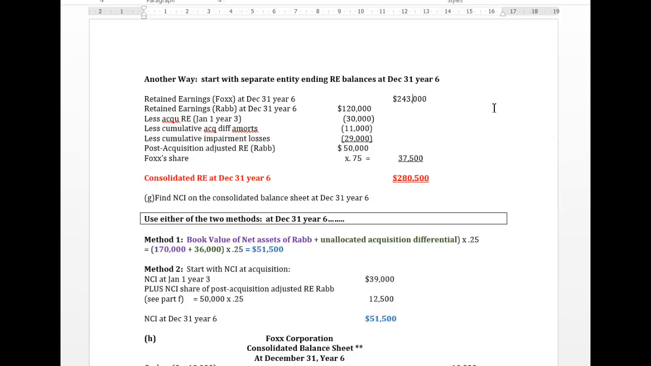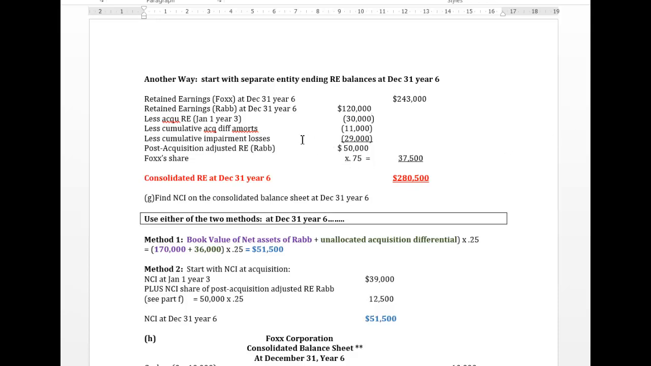The ending retained earnings of Foxx is $243. Now, the ending retained earnings of Rabb is $120, but you've got to adjust that for what amounts? For the retained earnings, we'd be looking at the retained earnings at the date we became related. We wouldn't pick up that piece of that 120 because again, this 30,000 was retained earnings that was earned by Rabb, the subsidiary, before we became related to them.